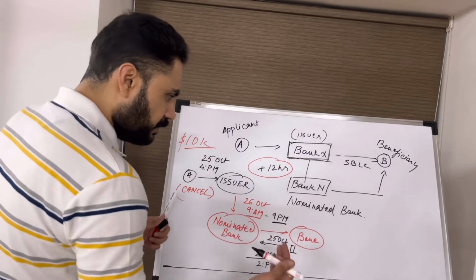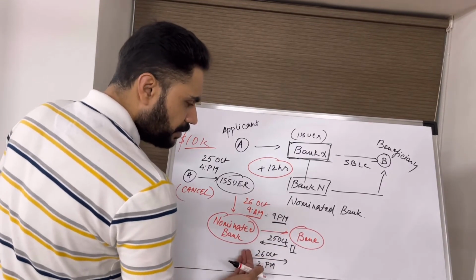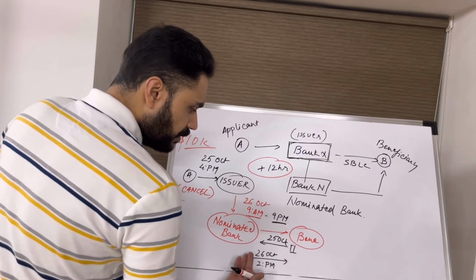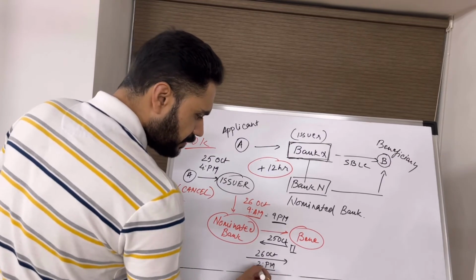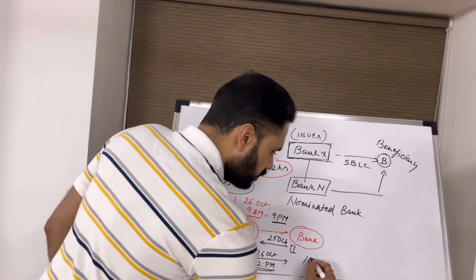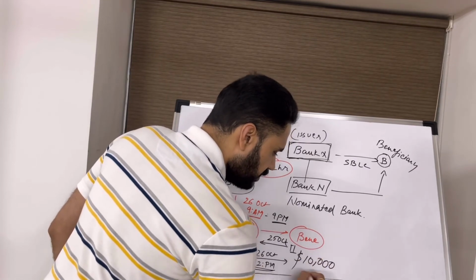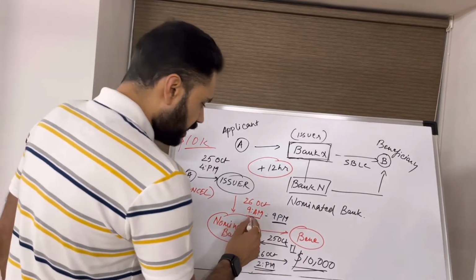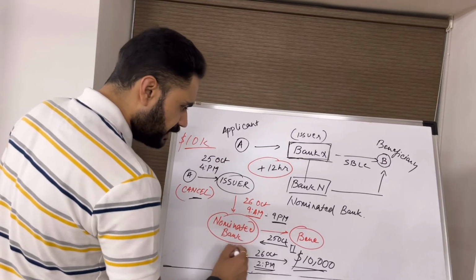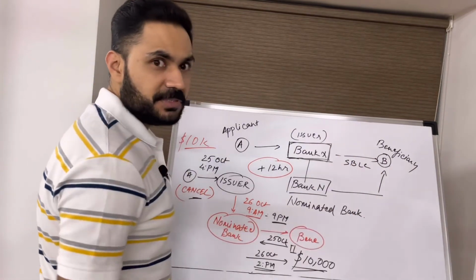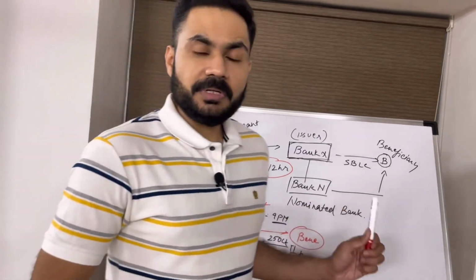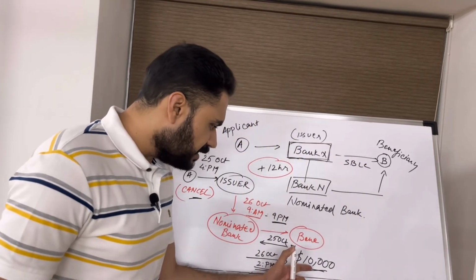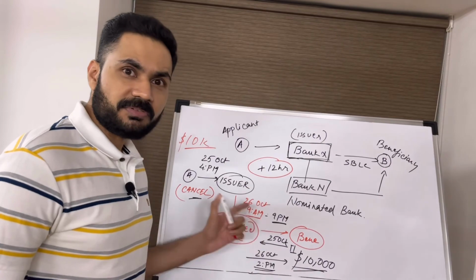Parallelly, what happened in the nominated bank is beneficiary presented complying documents on 25th October in morning hours, and on 26th October at 2 p.m. payment was made for $10,000 because beneficiary claimed for $10,000. Now in this case, by the time this cancellation message reached the nominated bank, payment was already made to the beneficiary. So now issuer is responsible to cover the nominated bank, because nominated bank acted before this message of cancellation reached them.